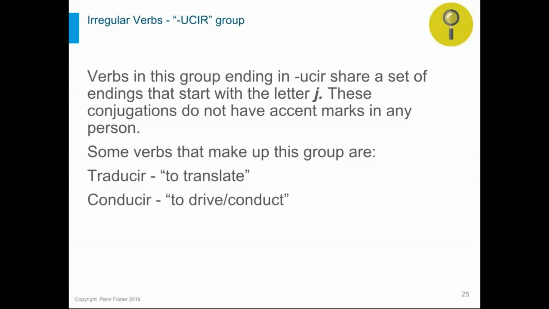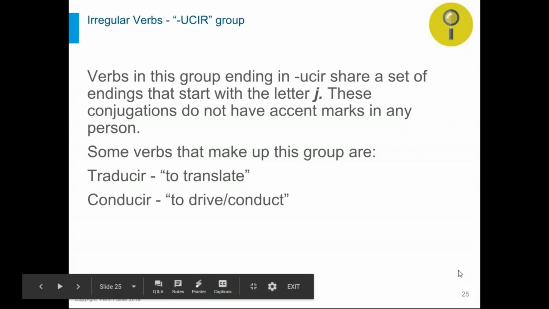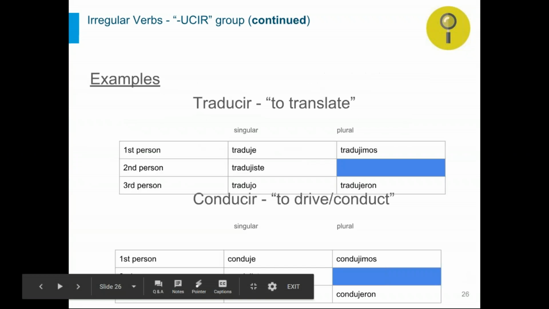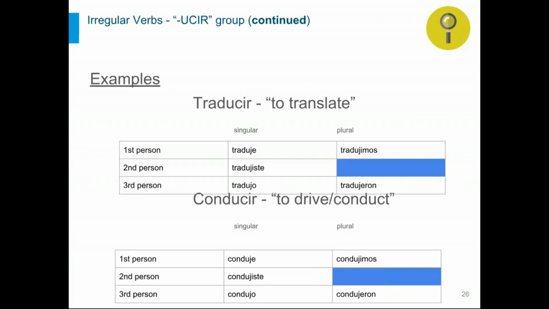And what happens here is a verb like traducir, to translate, a verb like conducir, to drive. You're now going to remove the CIR, leaving everything up until and including the U. And then you would apply the J endings from there. And you'll see that in our examples on the next slide, rather. Okay, so a verb like traducir, remove the CIR, keep the U attached with the rest of the stem, and then apply the J group endings.